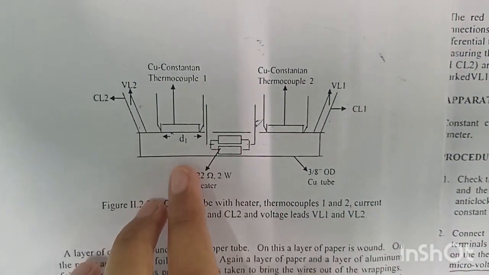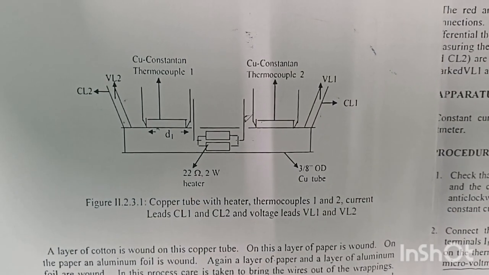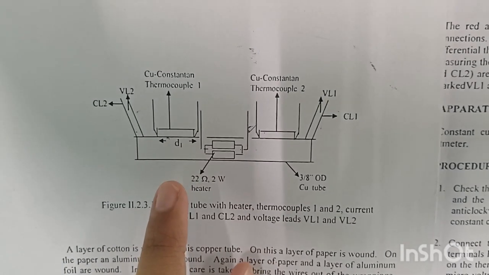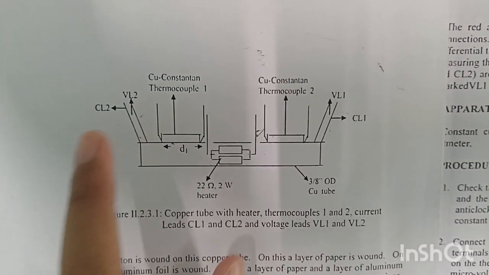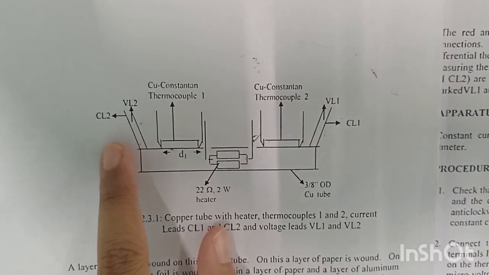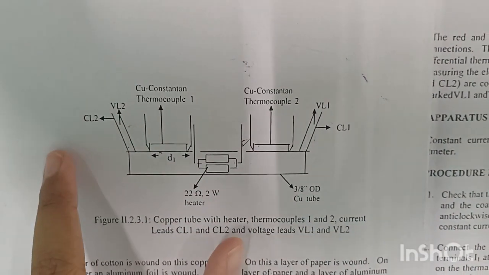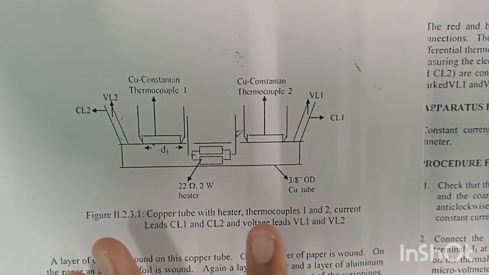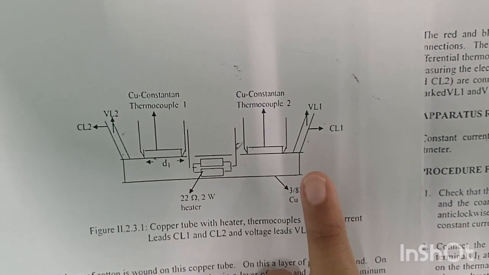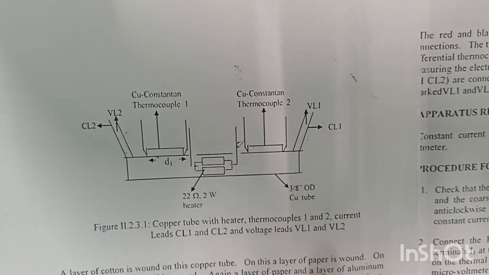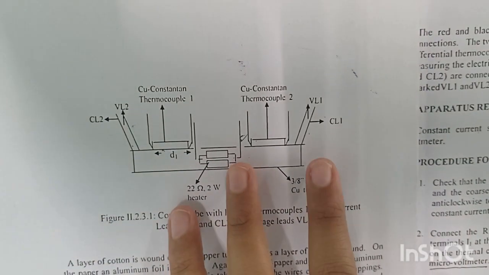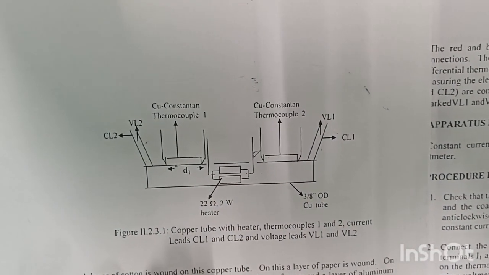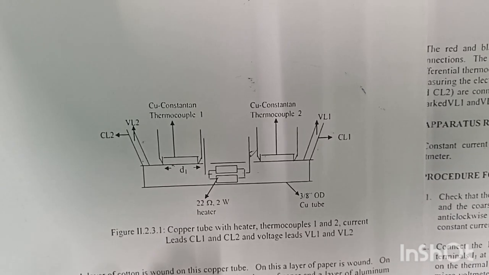The exact value of D1 will be given on the instrument top, and we will be calling the two copper current leads CL1 and CL2. They are soldered to the copper tube at its two ends. Then between these two current leads, two more voltage leads, VL1 and VL2, are soldered to the copper tube. So the distance D2 and D1 will be used for finding the voltage, and in turn, we will be finding the thermal conductivity.